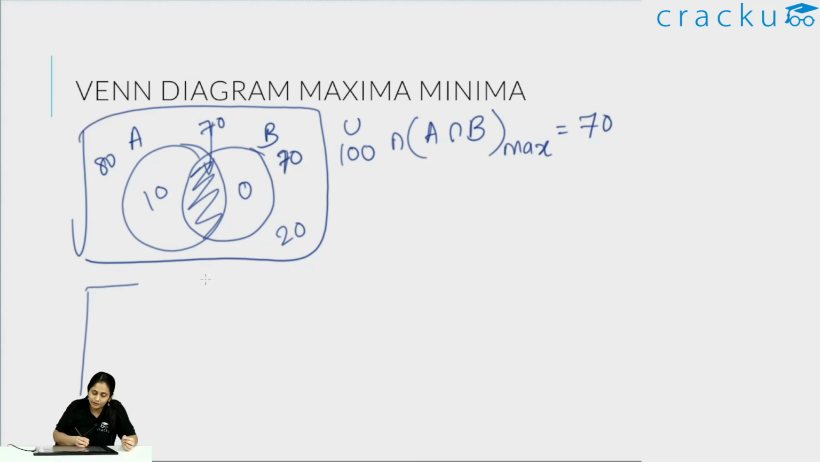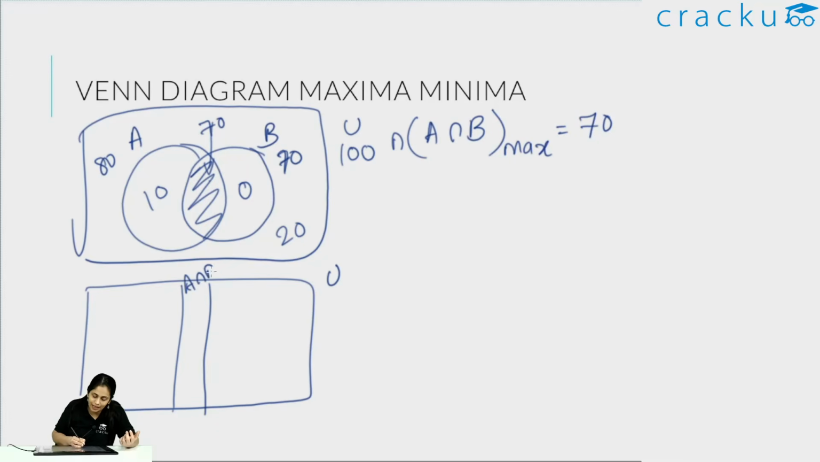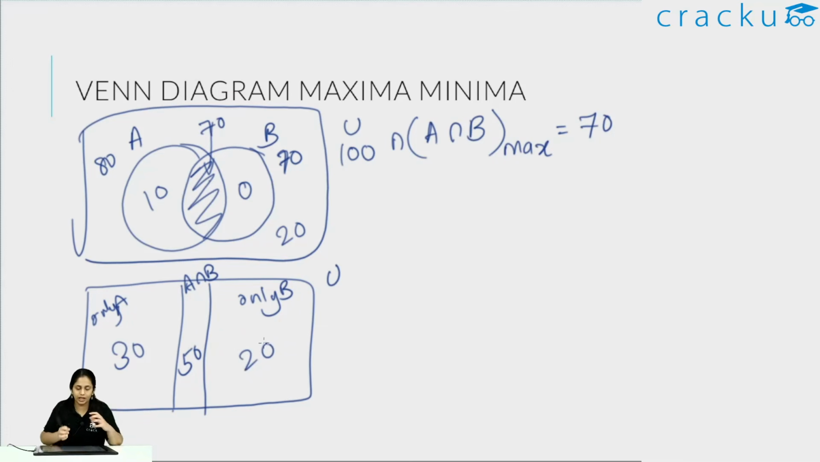So in that case, if I am trying to minimize the overlap, I say that U is equal to 100 and as far as possible, I make A intersection B as little as possible. So this is only A, this is only B. Now if I have to make it as little as possible, I see that A plus B is 150 and this is 100. So at the least I have to put 50 over here, 30 over here, 20 over here. I cannot pull them apart anymore, otherwise the sum will be greater than 100 as such.